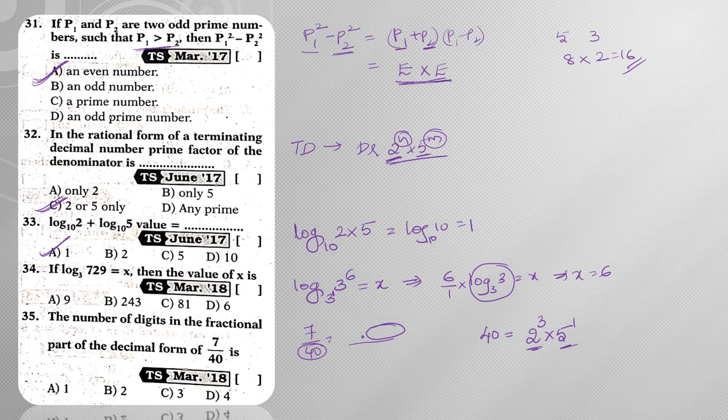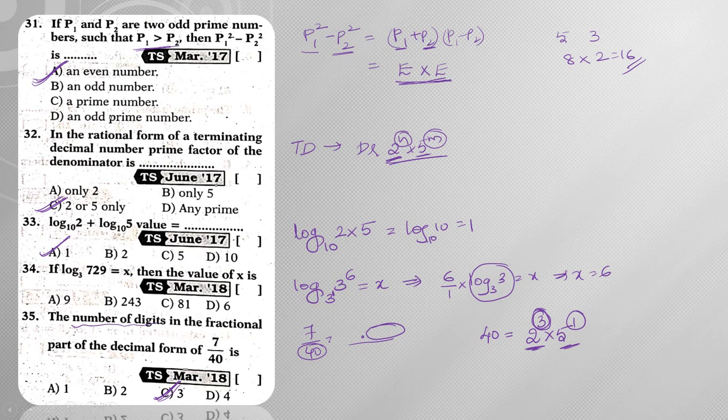Now if you observe this carefully, it is in the form of 2 power n into 5 power m. So among these two, which has the highest value? The highest value is 3. So clearly it will terminate after 3 decimal places. That means after the decimal point we are going to have 3 digits. So without actually calculating, we can directly say after how many decimals it will terminate, or the same question can be asked as the number of digits after the decimal point. These are all nothing but previously asked questions.